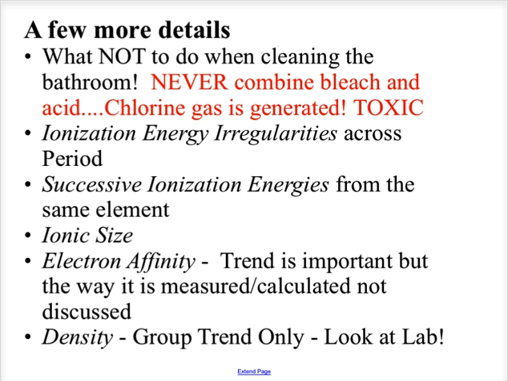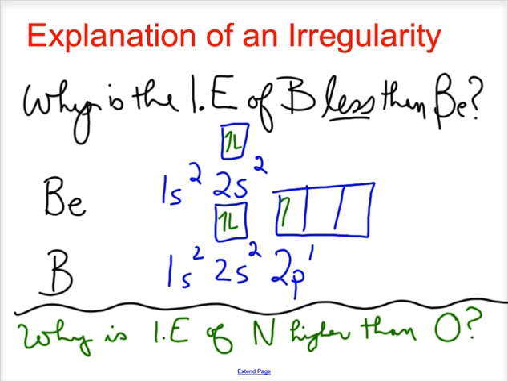So a few notes about the irregularities of ionization energy, removing more than one electron from an atom, which is called successive ionization energy, and comparing the size of an ion to an atom. So that's what I want to talk about next. So the irregularities in the ionization energy.